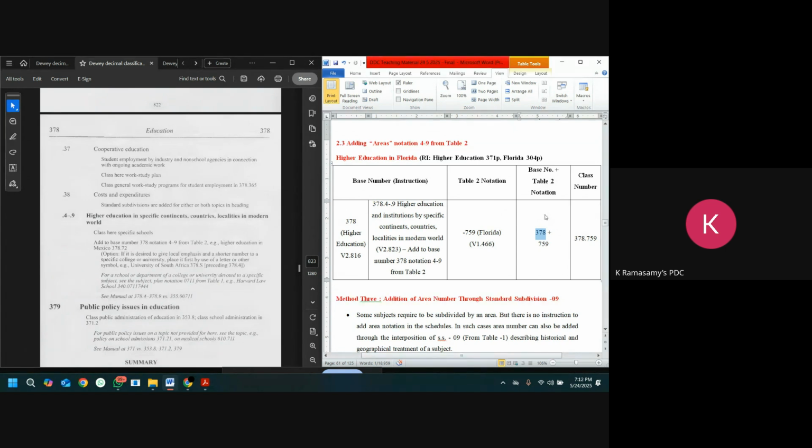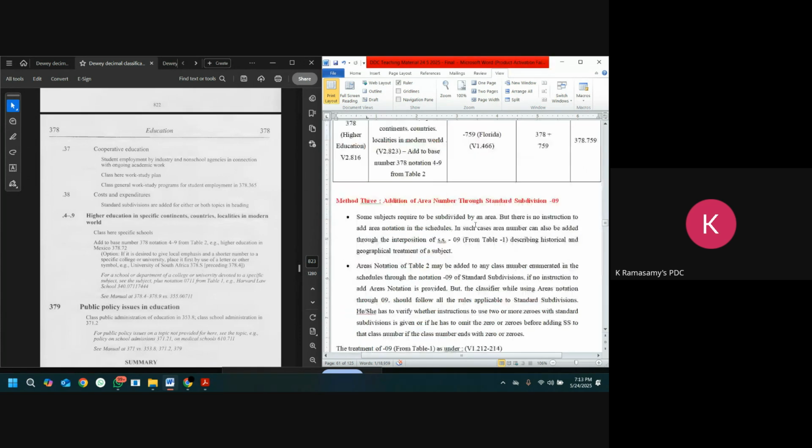378.759. So you can go to table either 1 to 9 or 3 to 9 or 4 to 9. Any number can be taken and they can be added to the base number depending on the instruction given under the respective number, respective class number. It's very, very important.